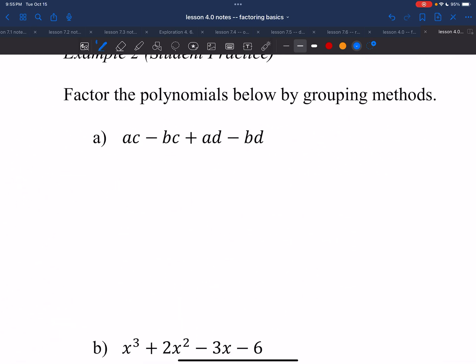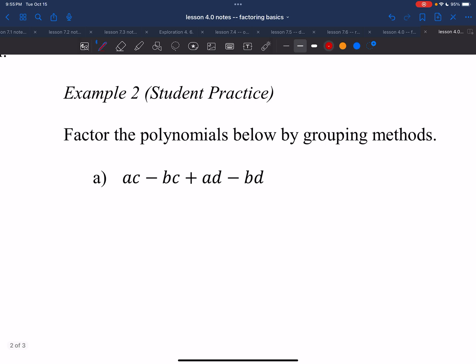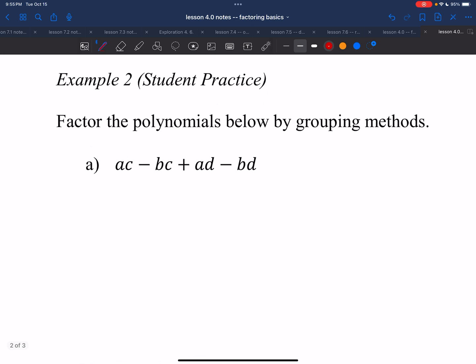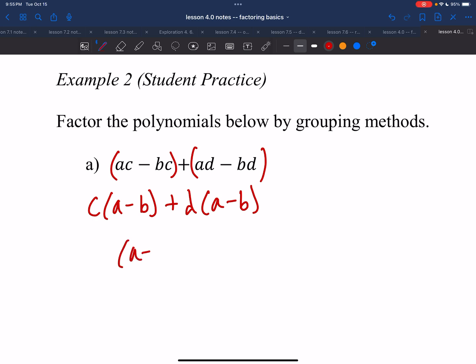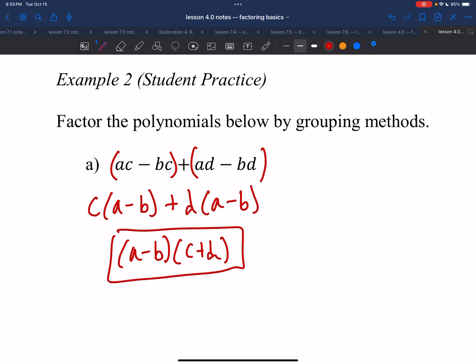Okay. Two more student practice examples just to see this worked out, but not as much explanation. So for this one, I'm going to group the first two and the last two. The GCF of the first group is C, and the GCF of the second group is D. And so they both share A minus B in common, and what's left behind is C plus D. And that's done. I guess I should have said, hey, student, you should pause the video and try that one for yourself. Sorry, I should have said that.